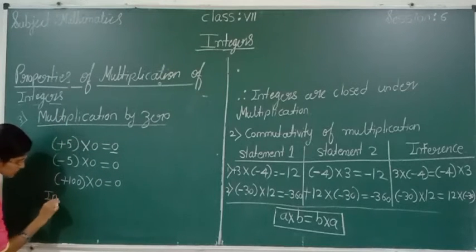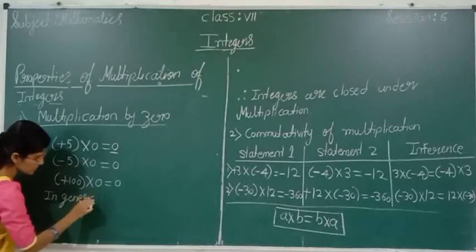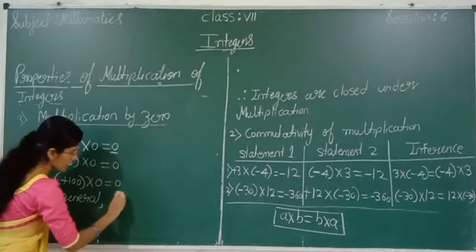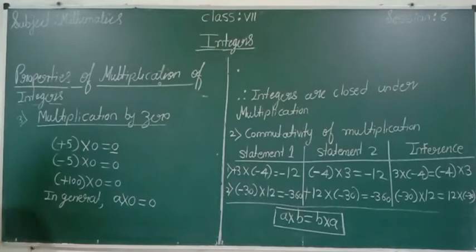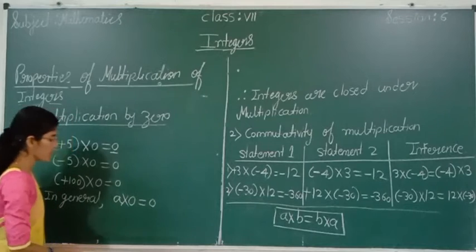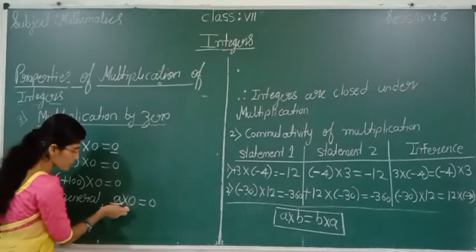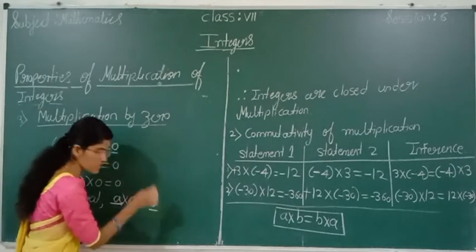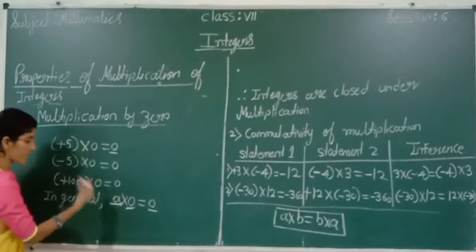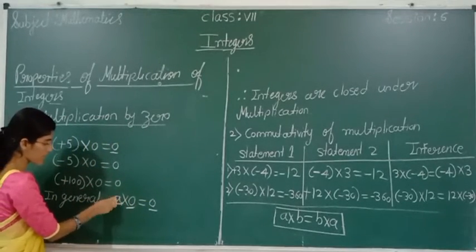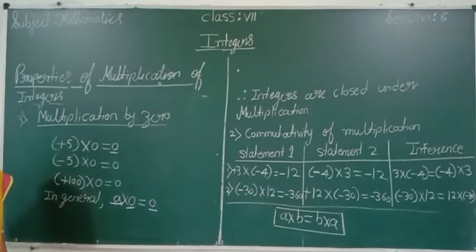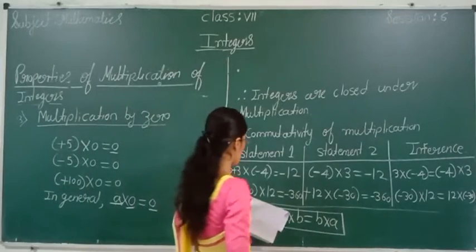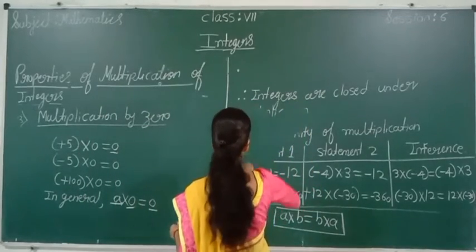In general, if a is an integer, a into 0 is nothing but 0. We can tell that multiplication by 0, if you take any integer and multiply it by 0, the answer will be 0 only. This is nothing but multiplication by 0. Next we will see multiplicative identity.